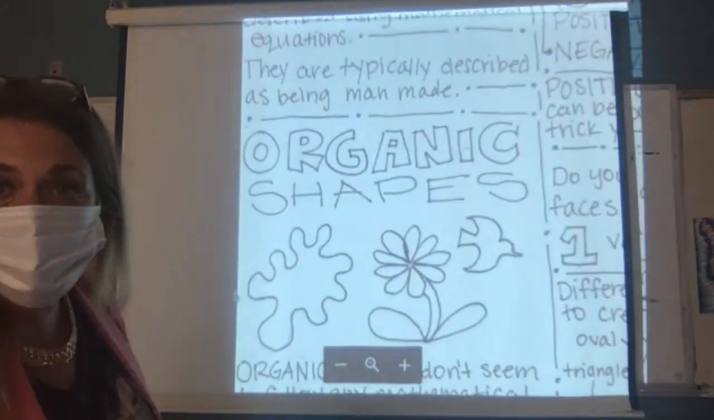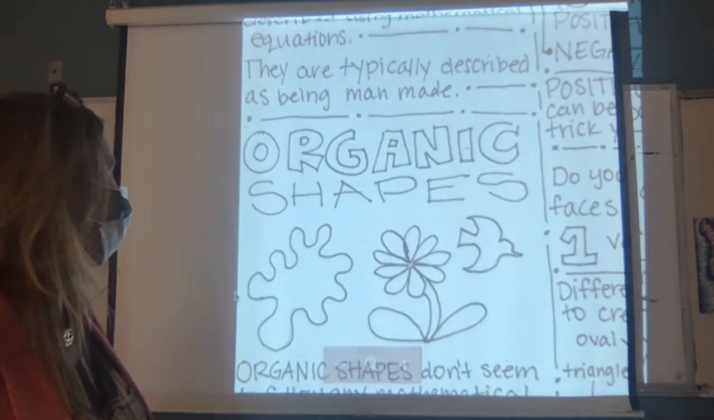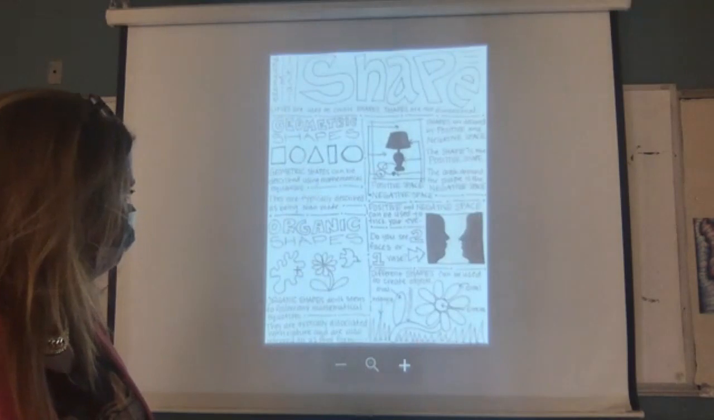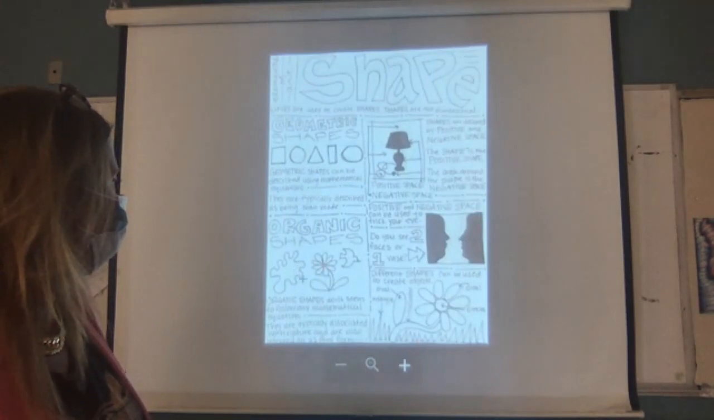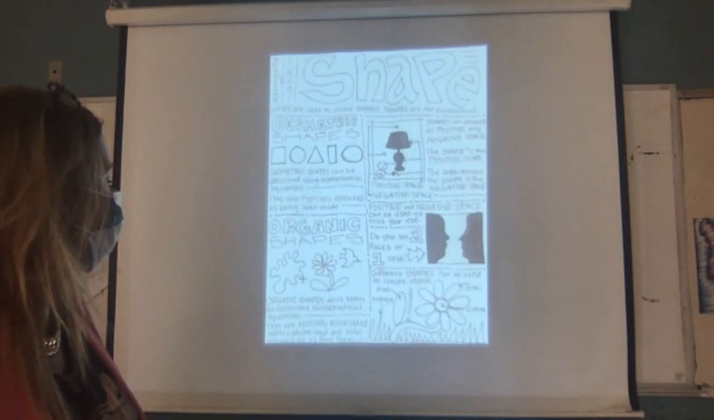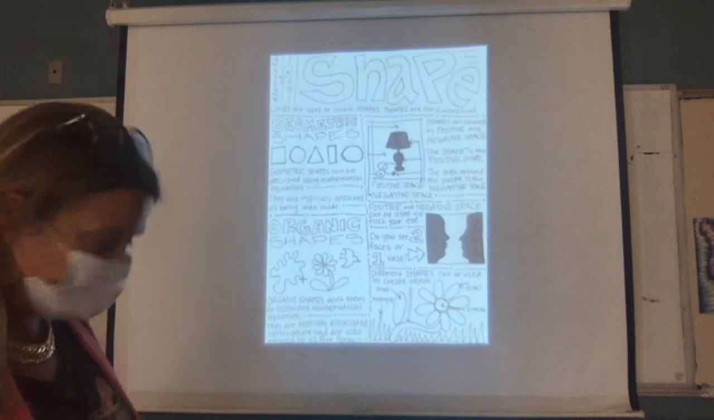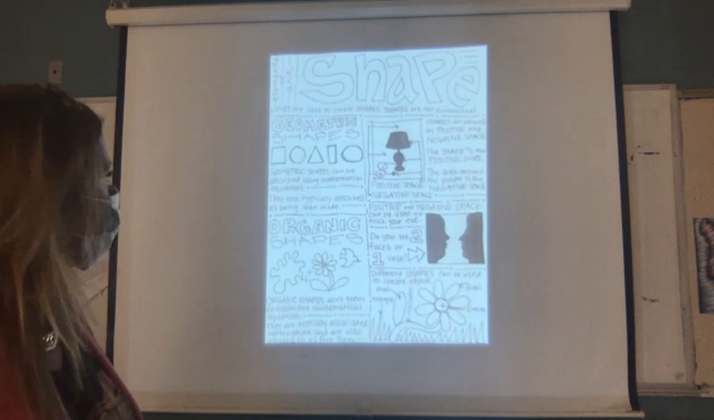Okay, so like I was saying, geometric shapes are like square, circle, triangle, rectangle. Then we also have organic. Well, here we go. We can see organic. Organic shapes are free-flowing shapes. They're shapes found in nature. They're also thought of as free-form shapes.